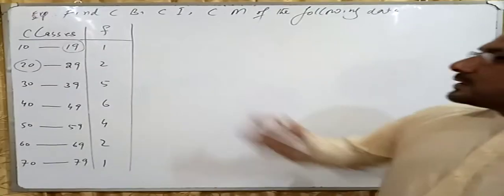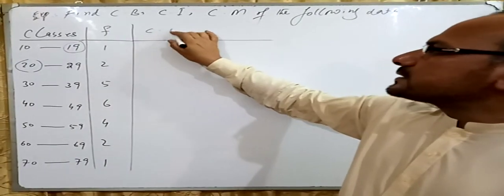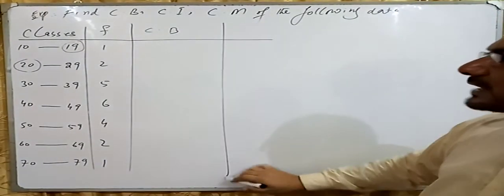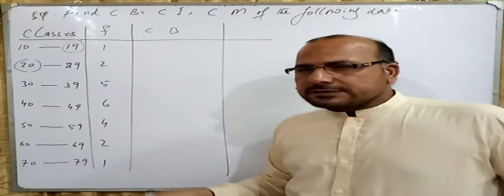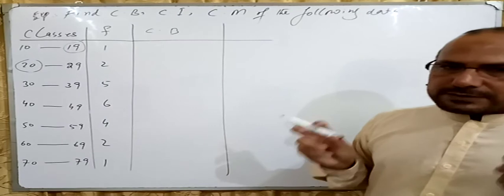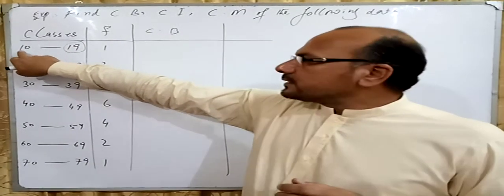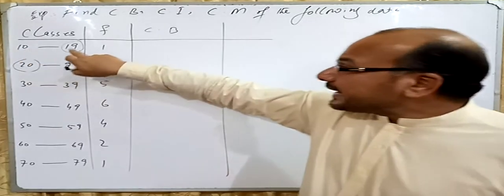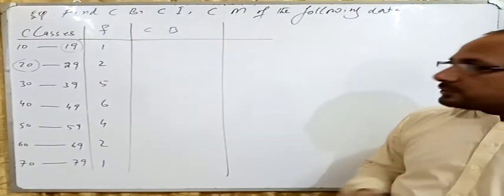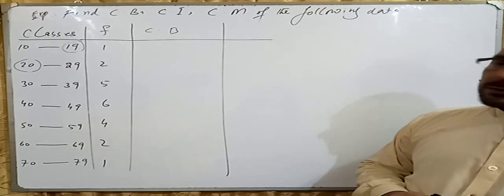How can we convert them into class boundaries? C.B. means class boundary. Class boundary converts the discontinuous form into continuous form. The procedure is very simple: just subtract 0.5 from the lower class limit and add 0.5 to the upper class limit. So you can convert the class limits into class boundaries.